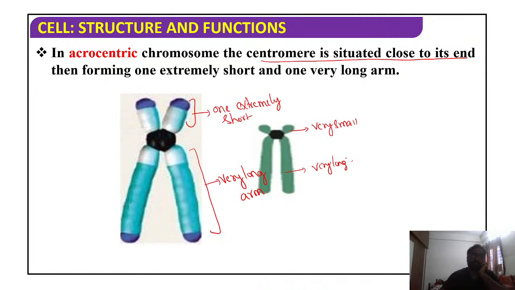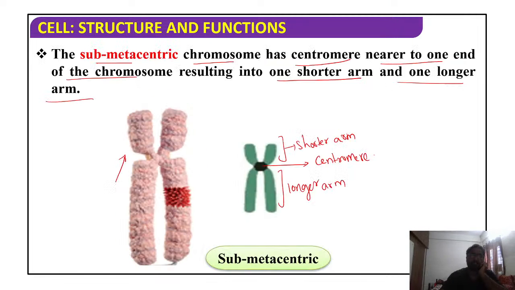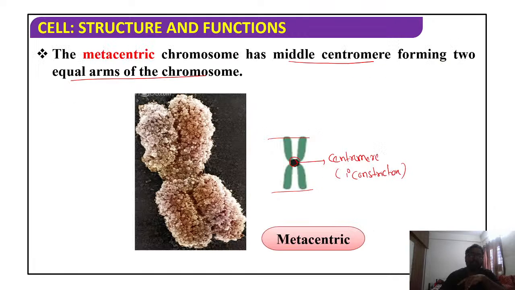Please check this. In submetacentric, there is a shorter arm and a longer arm, but not extreme, right? In metacentric, you see both are equal arms. What you have to understand is, if the centromere is at the exact middle, it results in equal arms of the chromosome. If the centromere is at the middle and the arms are equal, then that type of chromosome we call metacentric.